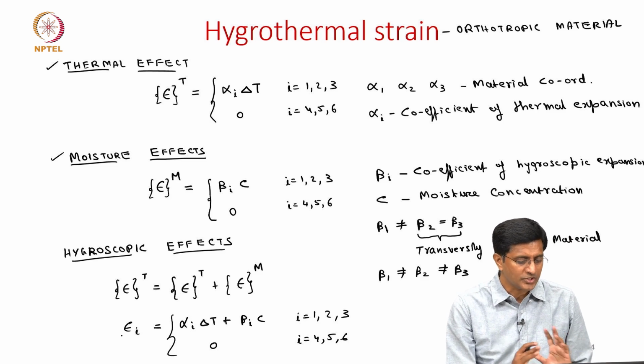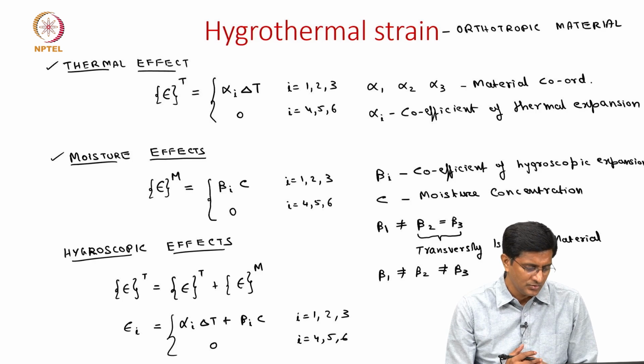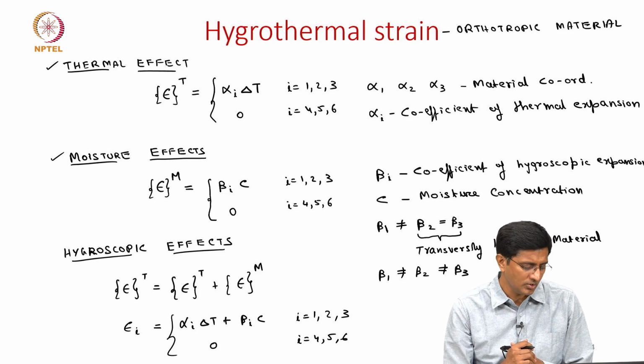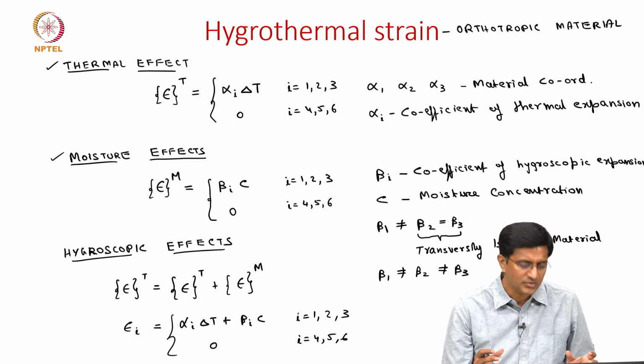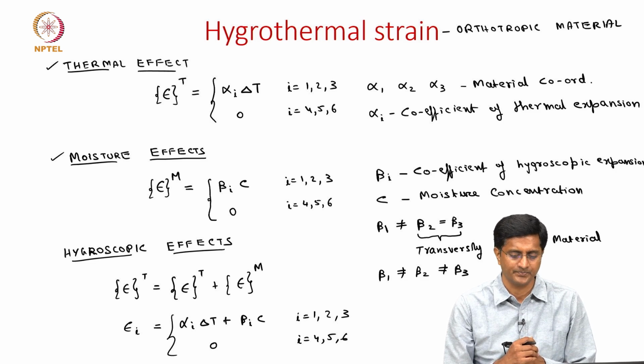Okay. This should summarize how we look into the effects of these hygrothermal effects on the strain. We are using these linear relations, with alpha i times delta T bringing the thermal effects on strain, and beta i times C giving the moisture effects on the strain. And because we are looking at a linear elastic material where superposition is possible, for the hygrothermal effects we simply added the temperature effects and the moisture effects.